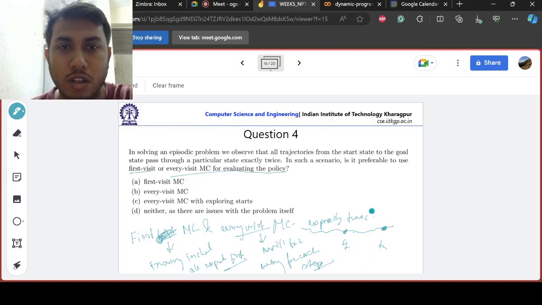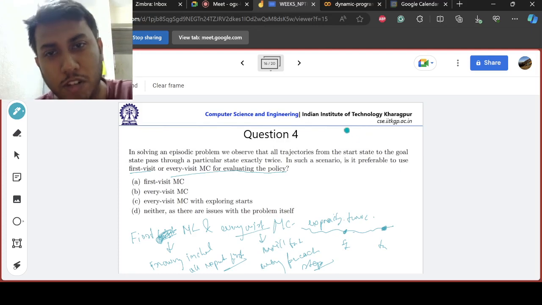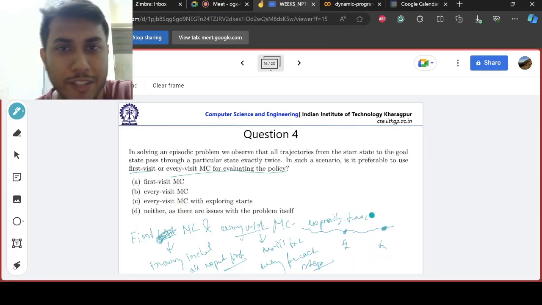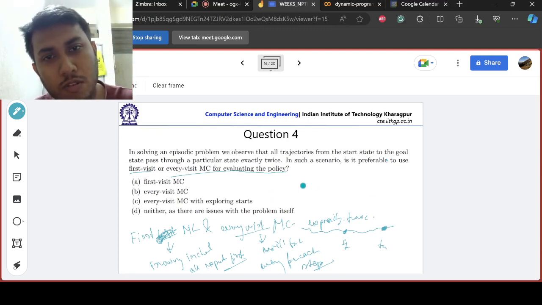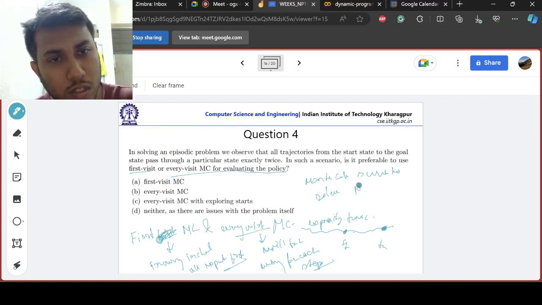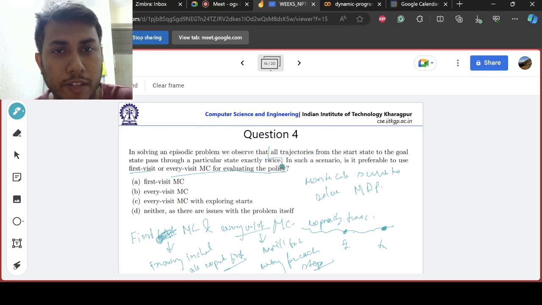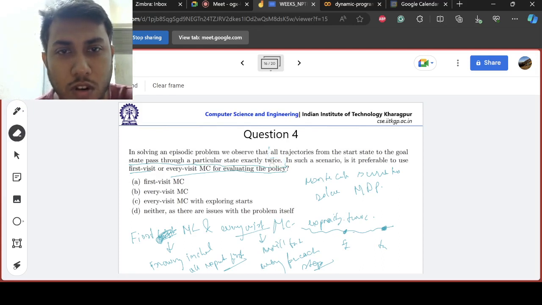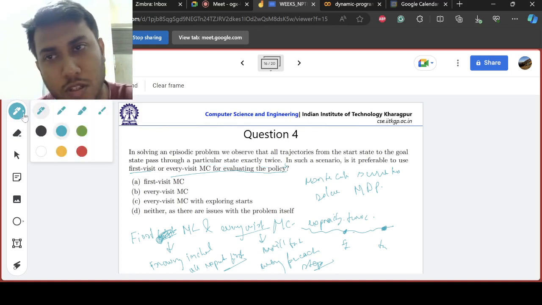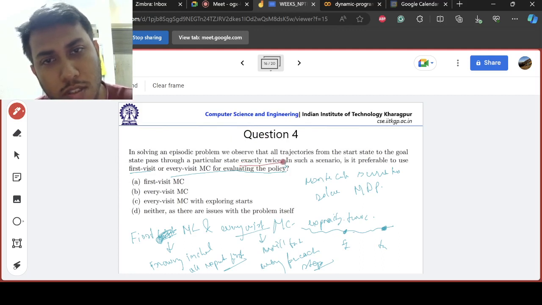Okay, so what is the problem here? Which one will you use? The problem is in the definition itself. What do you use Monte Carlo for? It is used to solve an MDP, right? But this definition of passing through a particular state exactly twice is not correct for an MDP. It doesn't exist for an MDP. For an MDP, each state is traversed at most once, right? So this is the problem.